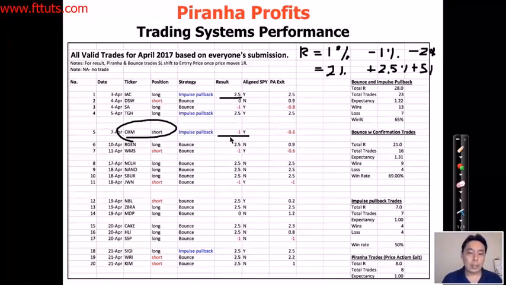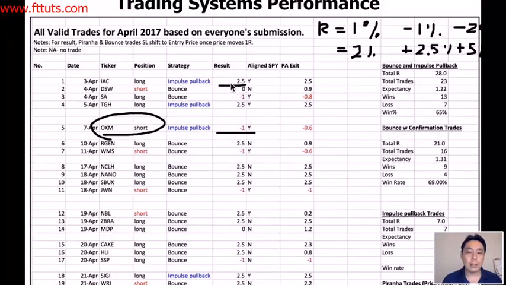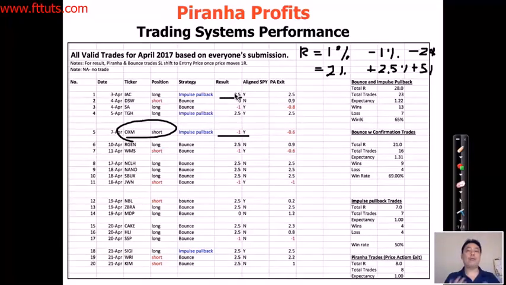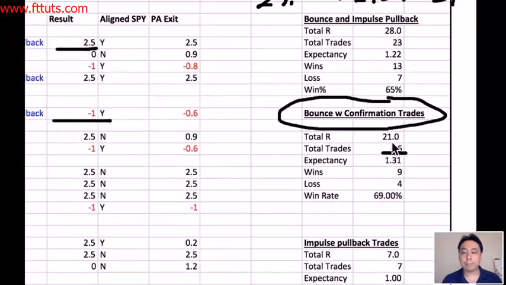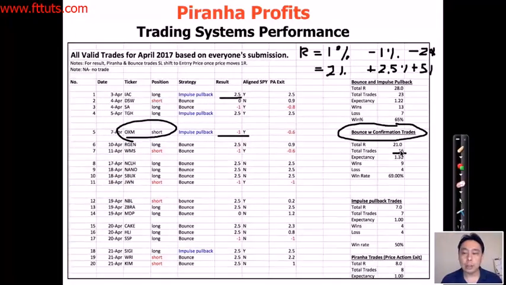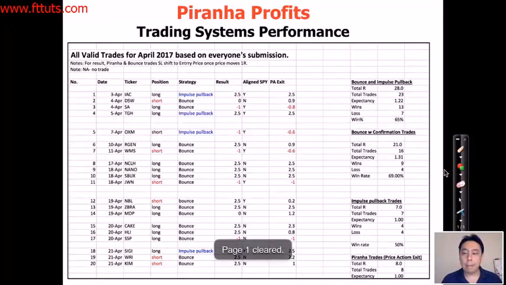So you can see that over a series of trades, you're going to have winning trades, break-even trades, losing trades. What's important is if you keep trading the system over a large number of trades, you have a lot more winners than losers. So for example, on this particular month, you can see for the bounce strategy, there were altogether 16 trades that were done, and there was a total of 21R of profits. Okay, so the expected profit for this month was 1.3R.